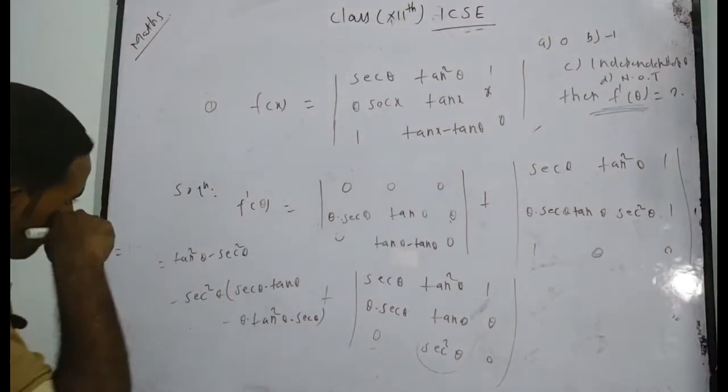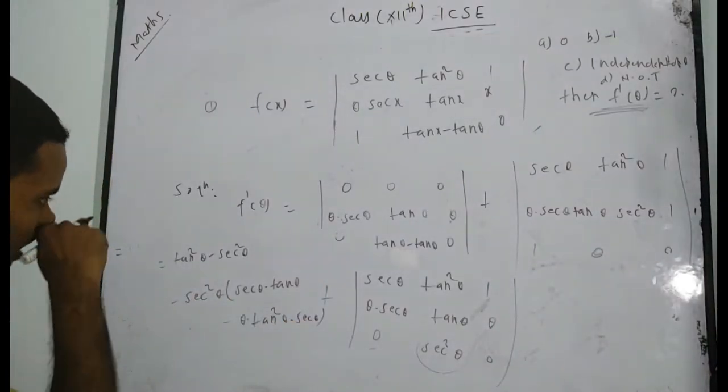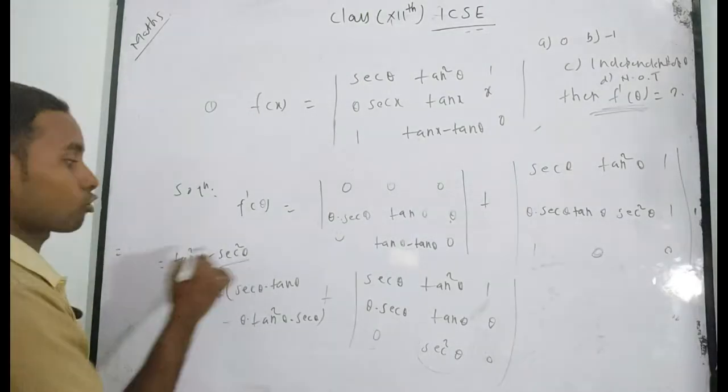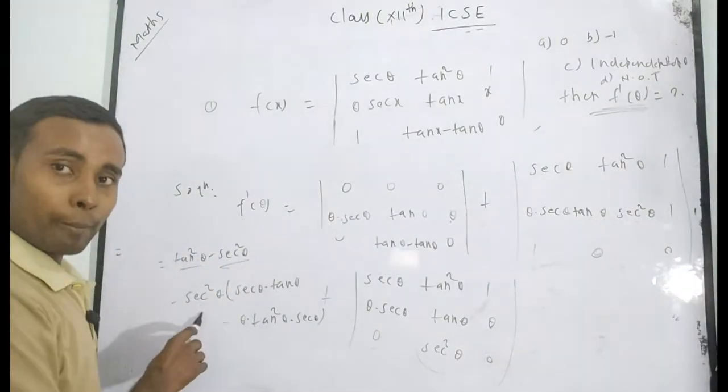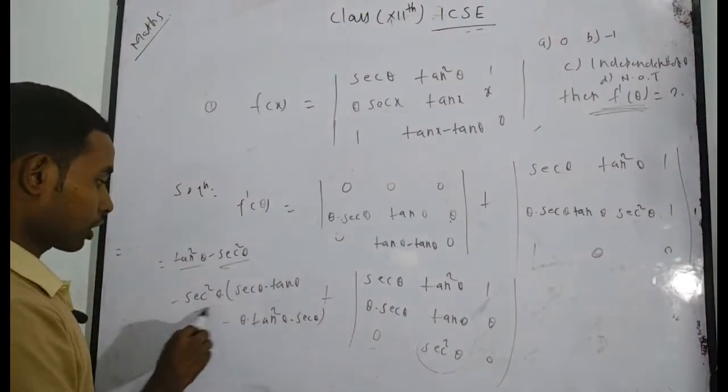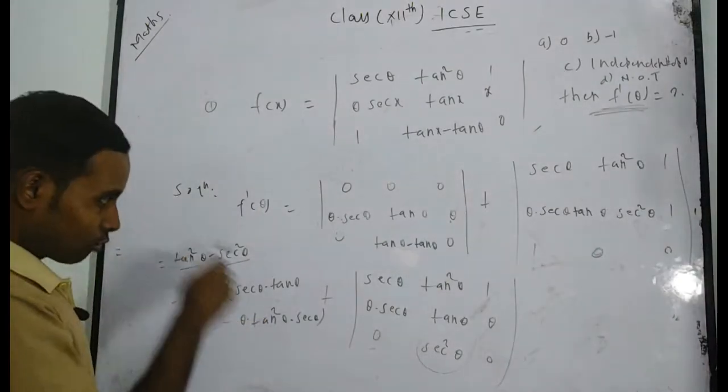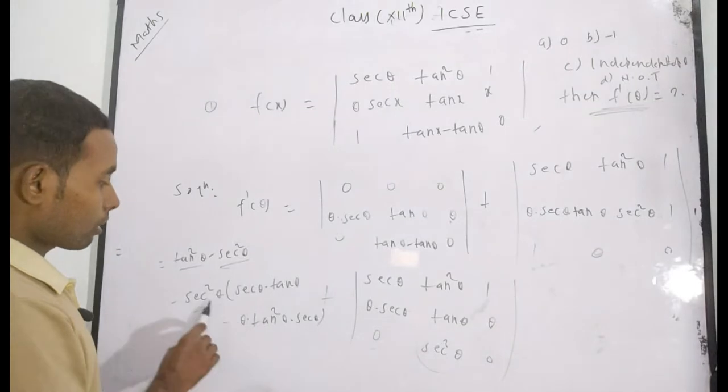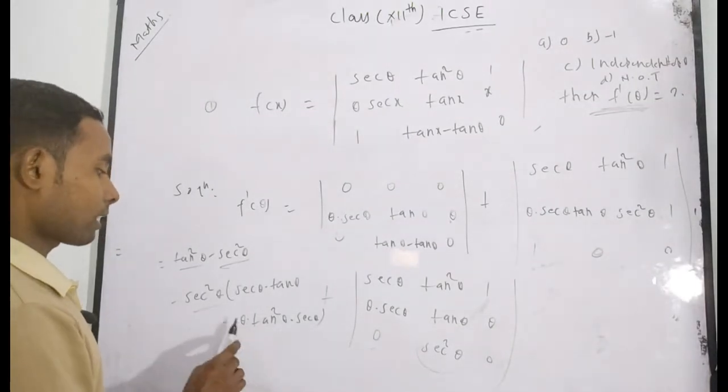Now you have to calculate simply. Thereafter you will definitely get this is your tan square theta, this is your minus sec square theta, and if you multiply this function, this sec square theta, it will be sec cube theta into tan theta, and this will be your sec cube theta into tan square theta.